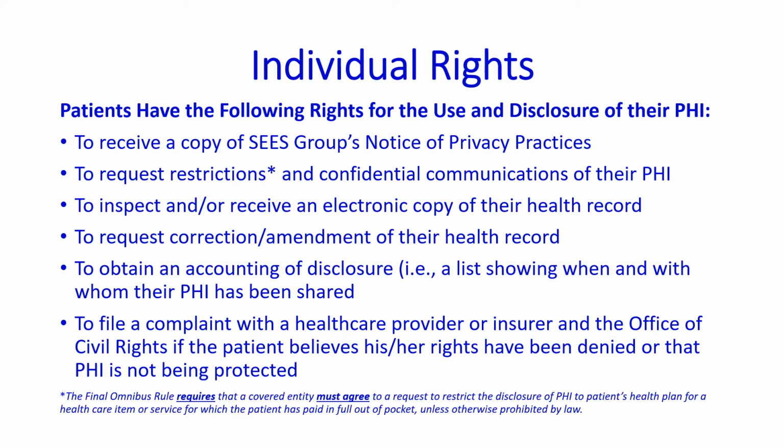Patients also have a right to request a copy of their health record. If desired by the patient, SEAS Group must be able to produce an electronic copy of the patient's health record. The patient may request a correction or an amendment to their PHI. Patients also have the right to request and receive an accounting of disclosure, which is a list showing when and with whom their PHI has been shared.